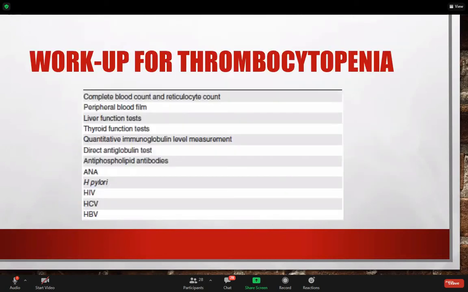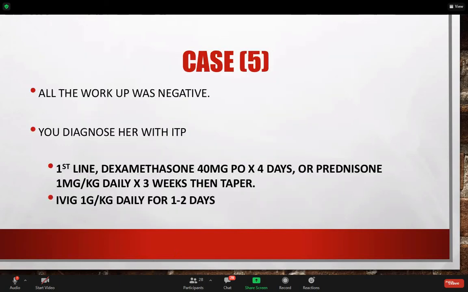To call someone ITP, immune thrombocytopenia, not just isolated thrombocytopenia, we have to do the proper workup. So we do liver function tests, thyroid function tests, immunoglobulins, direct antiglobulin Coombs test, antiphospholipid, ANA, H. pylori, HIV, HCV, and HBV, because we said in the previous lecture that ITP is a diagnosis of exclusion. So we have to exclude all other diseases to call someone ITP.